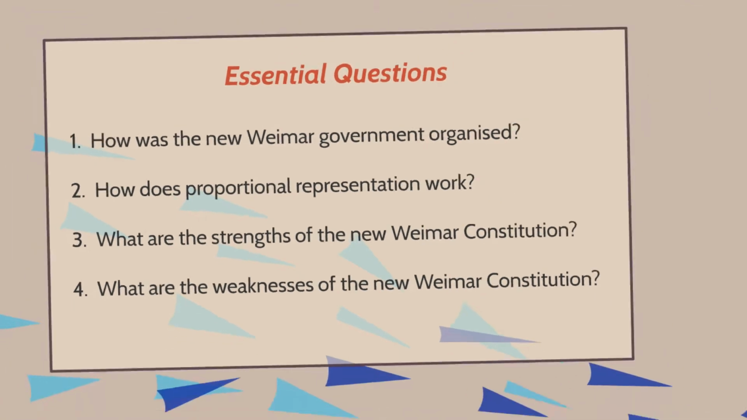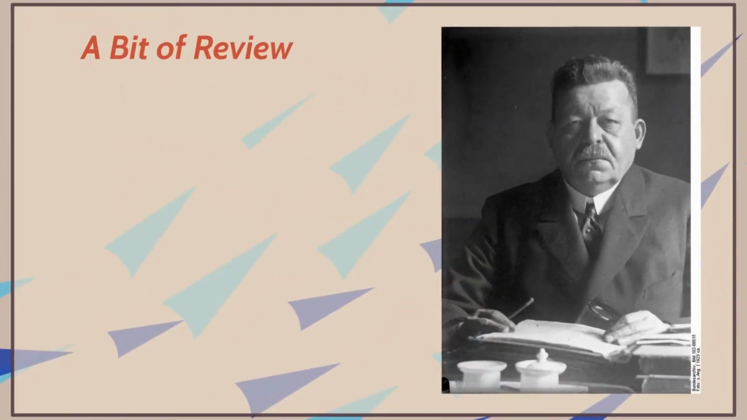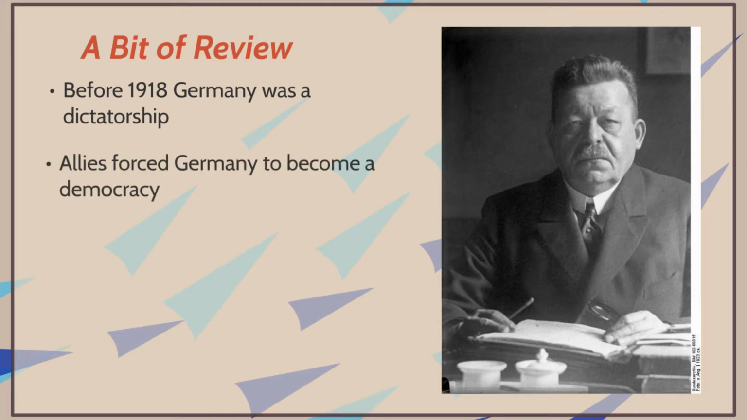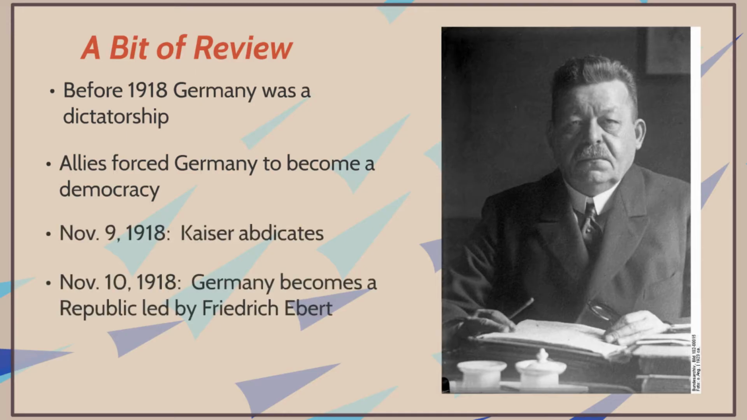So, a little bit of review. Before 1918, Germany was a dictatorship ruled by Kaiser Wilhelm II. And when the Allies wanted to make peace, they sort of forced Germany to become a democracy, because one condition of peace was that Germany was to become a democracy. On November 9, 1918, the Kaiser abdicated. On November 10, 1918, Germany became a republic led by Friedrich Ebert.